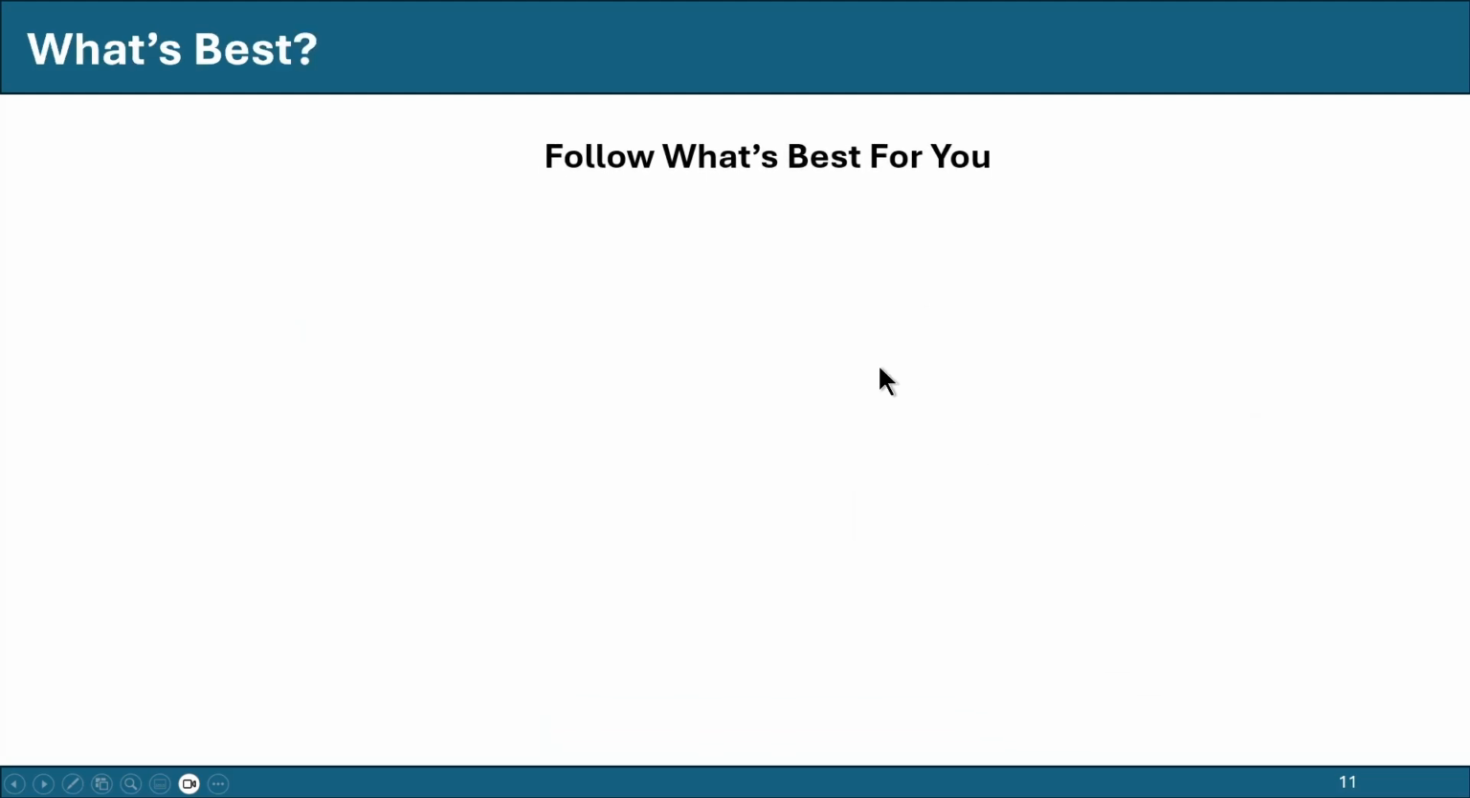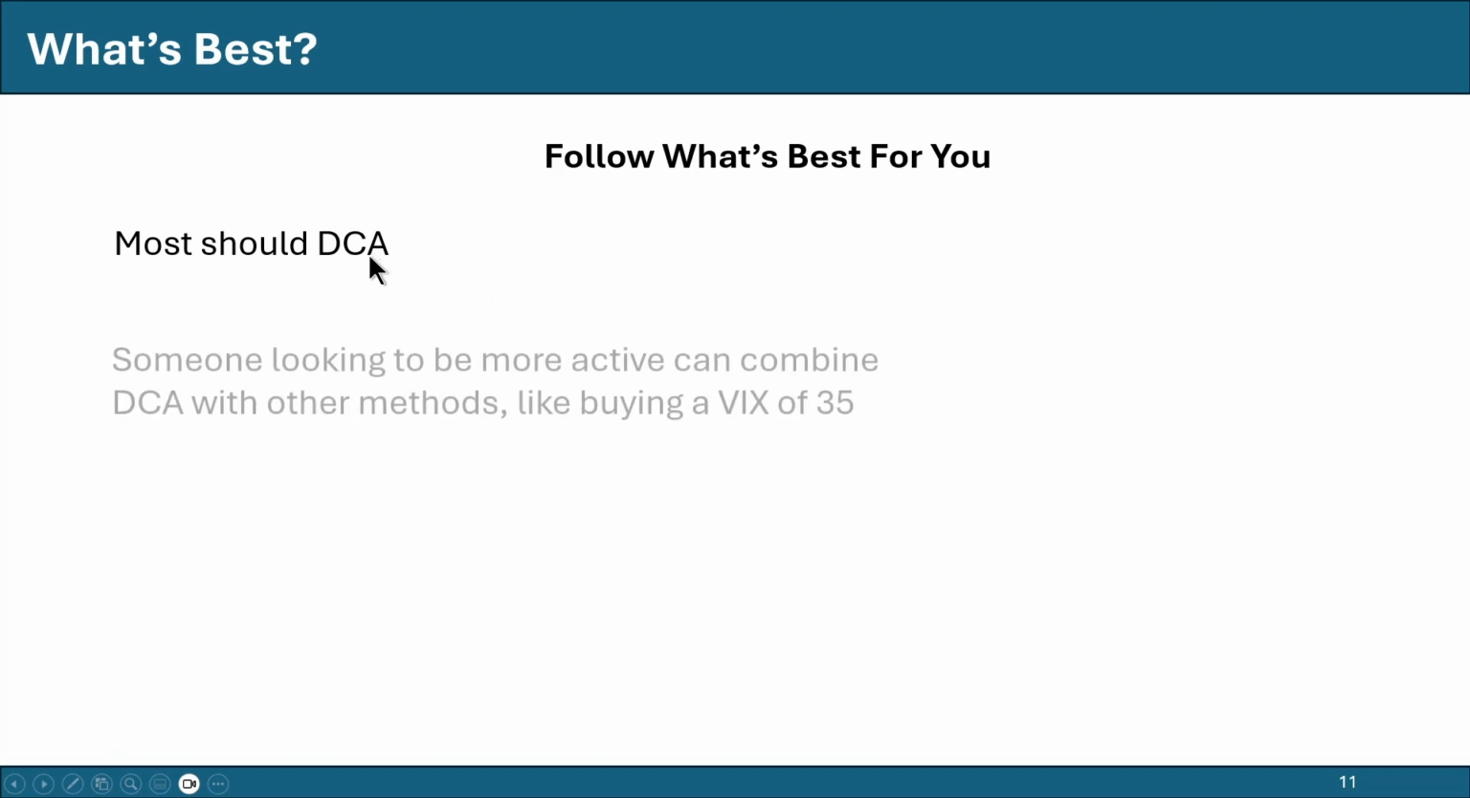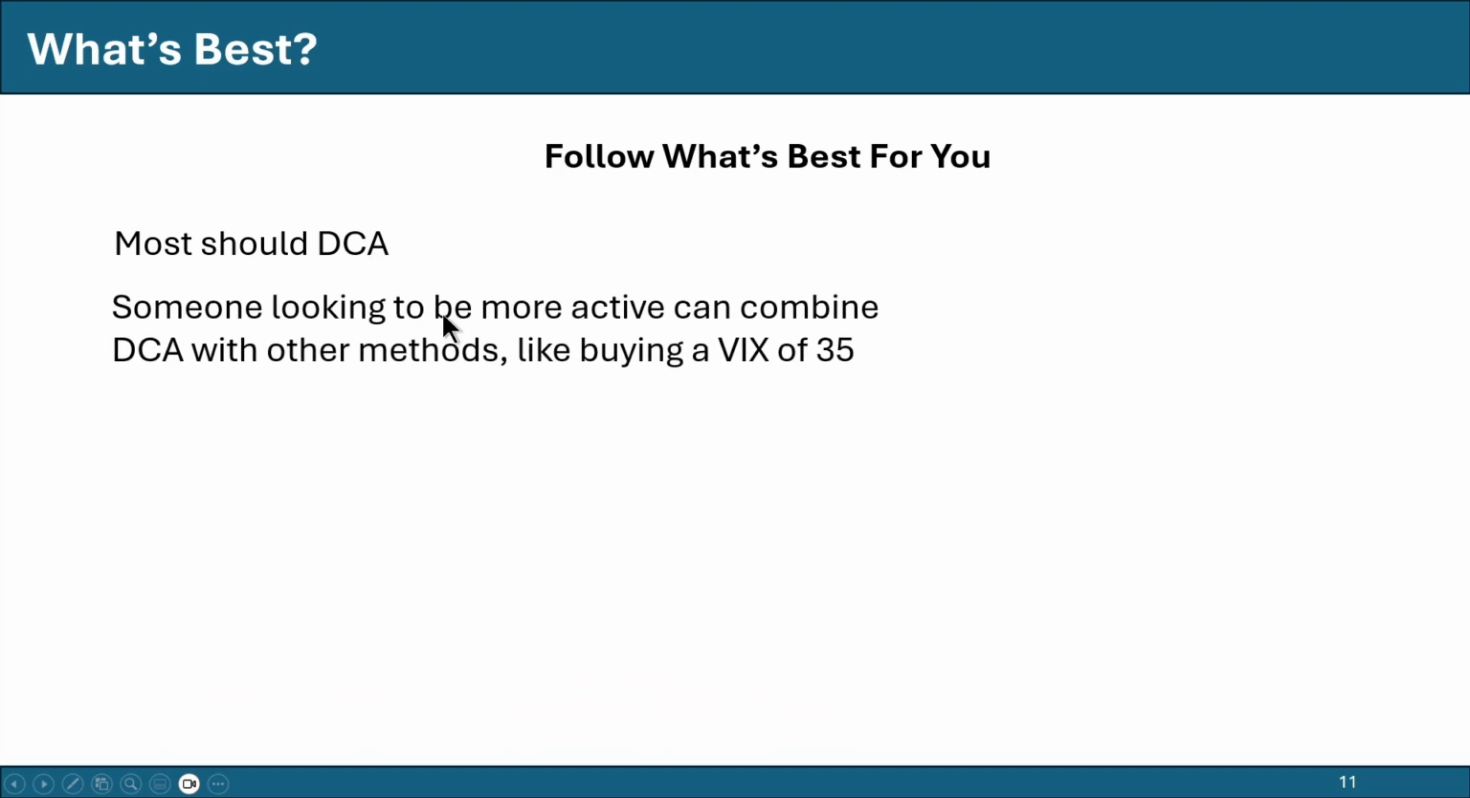So what's best? Well, make sure you're following what's best for you. And I know that doesn't answer it, but I think most should dollar cost average. And for those looking to be a little bit more active, then dollar cost average, but combine it with other methods like buying at the VIX of 35, buying a small amount, right? Or buying at the 200 moving average, a small amount. I think those are appropriate things to do.